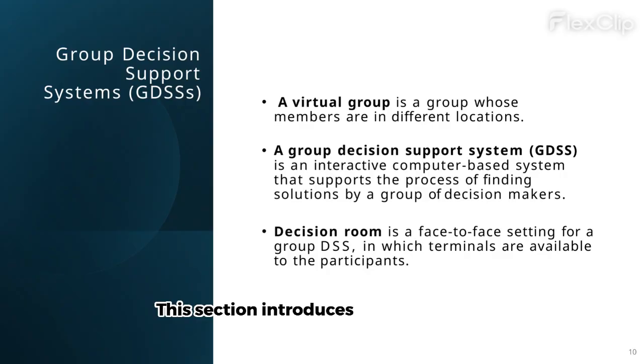This section introduces Group Decision Support Systems, GDSSs. It defines a virtual group as a group whose members are in different locations. It explains that a GDSS is an interactive computer-based system that supports the process of finding solutions by a group of decision makers. It also defines a decision room as a face-to-face setting for a GDSS, where terminals are available to the participants.